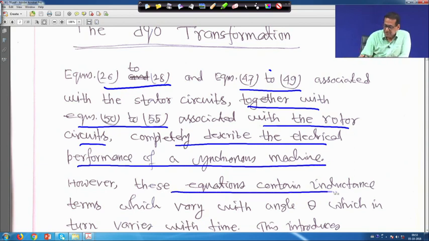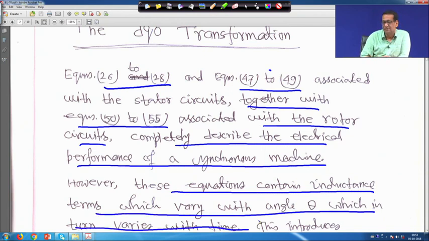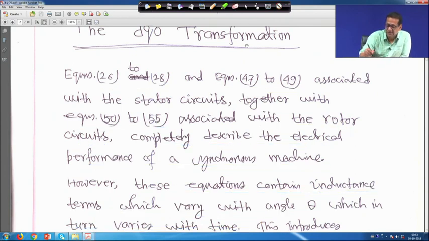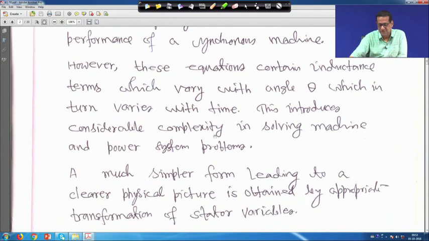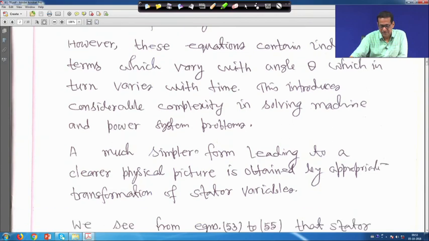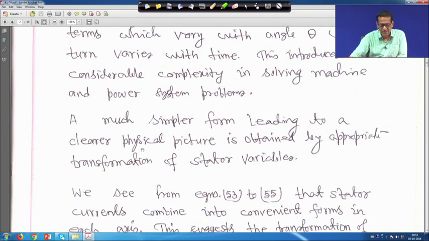However, these equations contain inductance terms which vary with angle theta, which in turn varies with time, right. So, we have to find some methodology such that the analysis will be easier. This introduces considerable complexity in solving machine and power system problems. Therefore, a much simpler form leading to a clearer physical picture is obtained by appropriate transformation of stator variables.